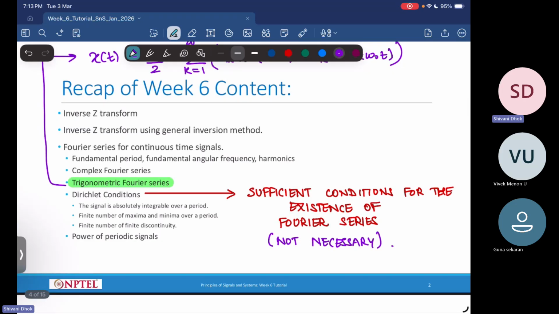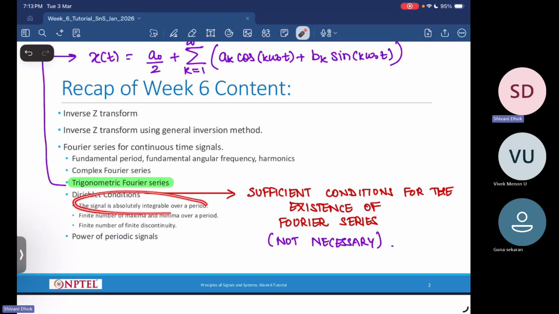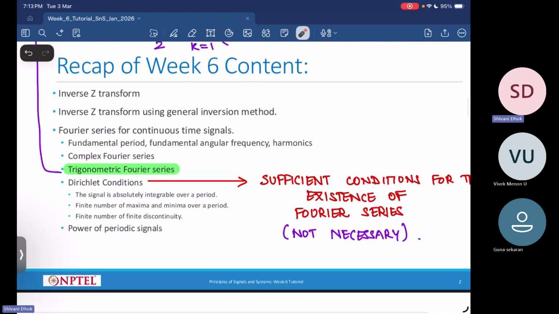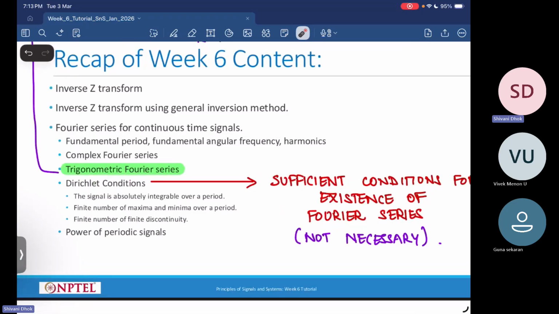Okay, so there are three conditions in these Dirichlet conditions. So first one is the signal should be absolutely integrable over a period. The second one is that the particular signal over a period should have finite number of maxima and minima, and it should have finite number of finite discontinuities. So these are the three Dirichlet conditions.